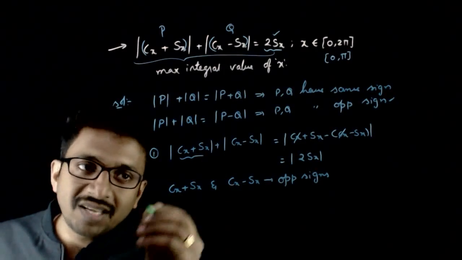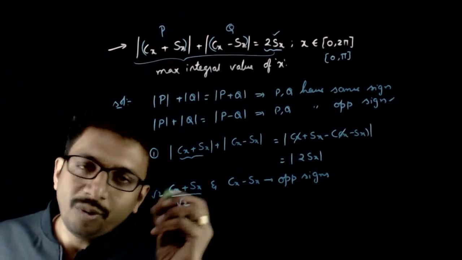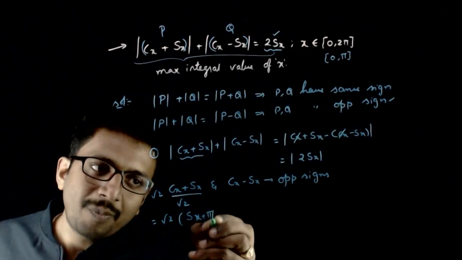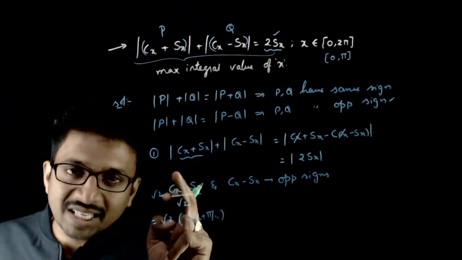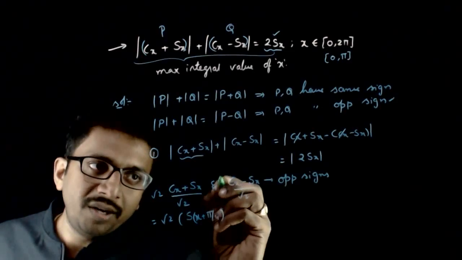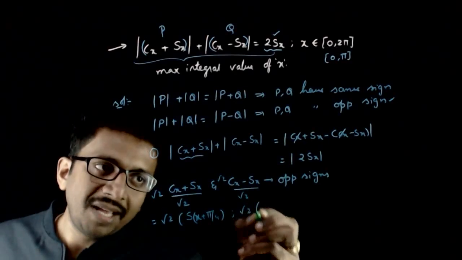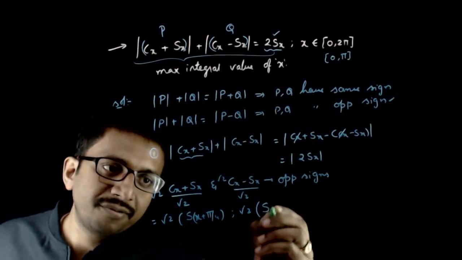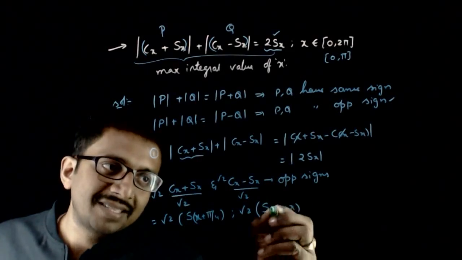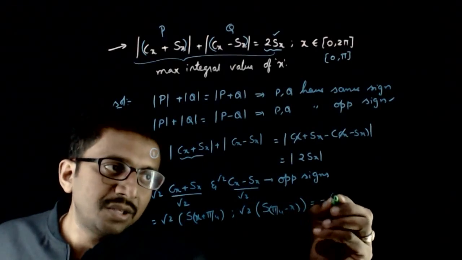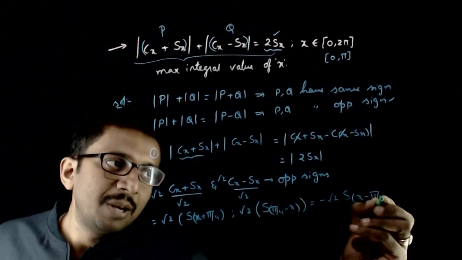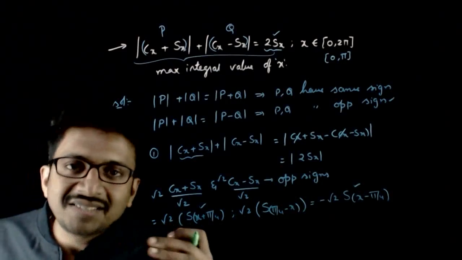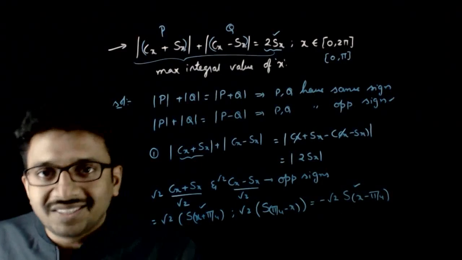So how do you analyze cos x plus sin x? If you take root 2 into root 2, this is nothing but root 2 times sine of x plus pi by 4. Here also, if you take root 2 into root 2, this is nothing but root 2 times sine 45 cos x minus cos 45 sin x, that is sine of pi by 4 minus x. That is nothing but minus root 2 times sine of x minus pi by 4. So now let us draw the graphs of this function and this function, and let us see where these two expressions have opposite signs.